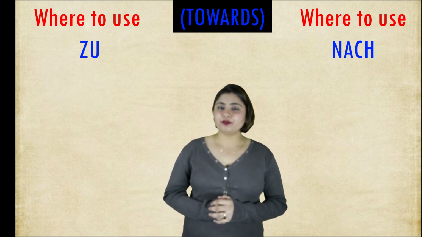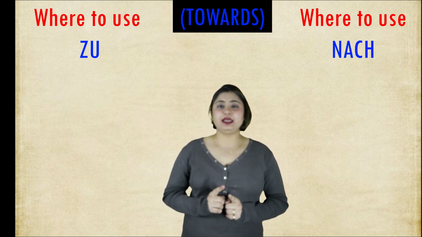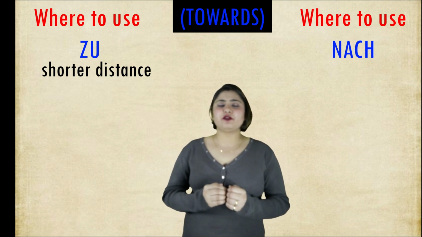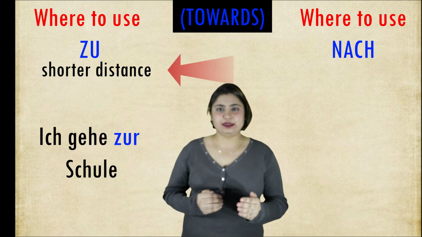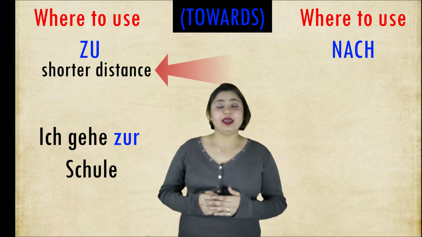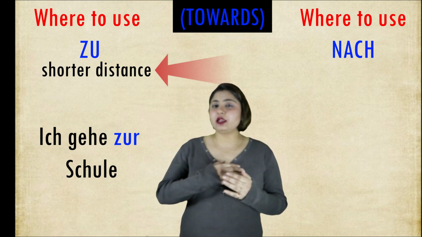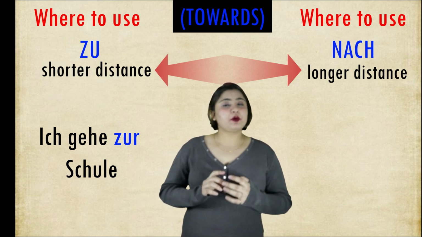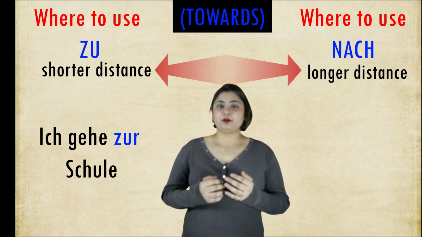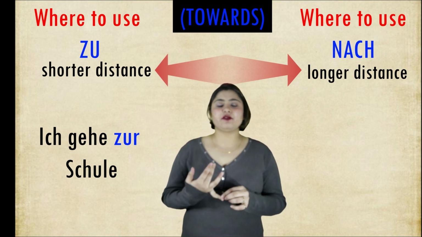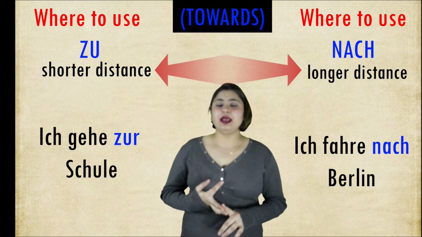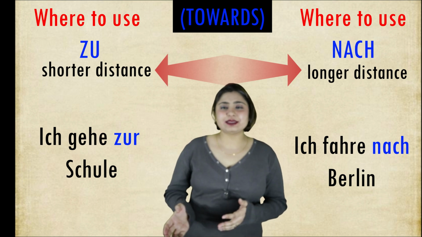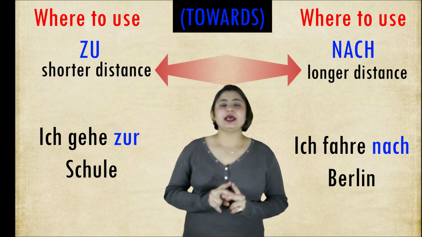How to differentiate that? Zu is used basically for shorter distances. If I have to travel a shorter distance, for example, if I have to travel from my home to my school, that is a shorter distance, then I will be using zu. When I will be basically covering a longer distance, then I will be using nach. Also, with all proper nouns, nach is used. Proper nouns like when you are saying the name of a city or a name of a state or a name of a country, Berlin, Magdeburg, Delhi, India, Germany, I'm traveling to somewhere like this. So you will be using nach in that case, not zu.